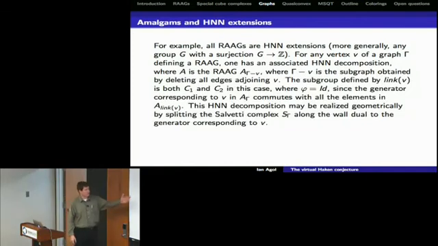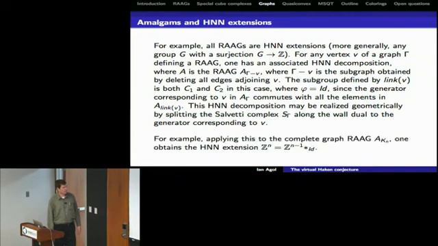And you can see this geometrically by taking the Salvetti complex and cutting along the hyperplane dual to the edge. Then that sort of geometrically realizes this HNN extension. So for example, if we apply this to the right-angled Artin group of the complete graph, then we just see the HNN extension of Z to the n minus 1 by the identity. So we add an extra generator and say that it commutes with everything in here, then we get Z to the n.